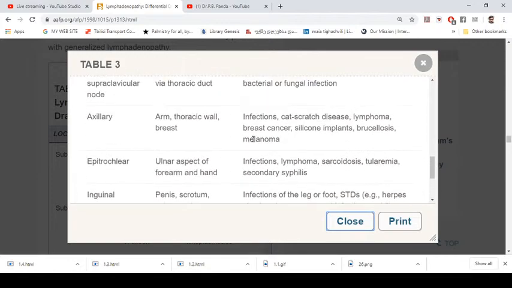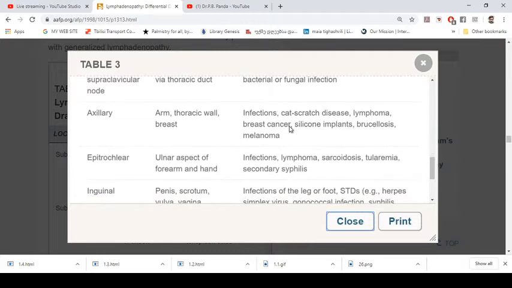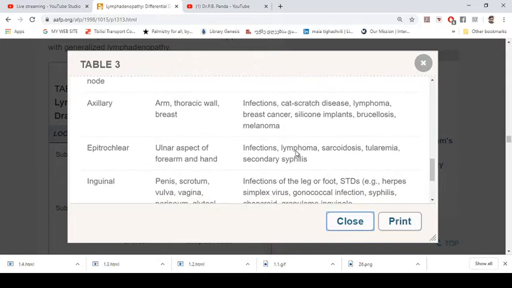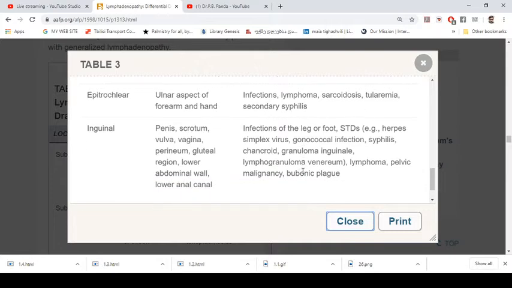So these are the 4 areas which may especially cause lymphoma. First, the left supraclavicular node, where the differential diagnosis also includes thoracic or retroperitoneal cancer, bacterial or fungal infections. Cat scratch disease may occur in the axillary regions, as well as breast cancers, silicone implants, brucellosis, and melanoma. In epitrochlear regions, it may cause syphilis, secondary syphilis, sarcoidosis, tularemia.